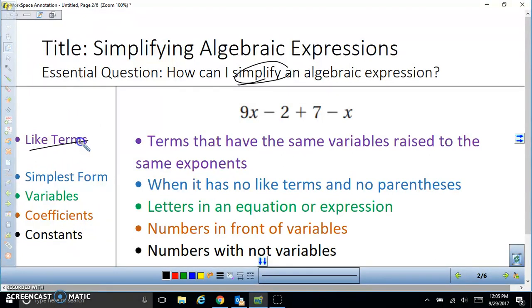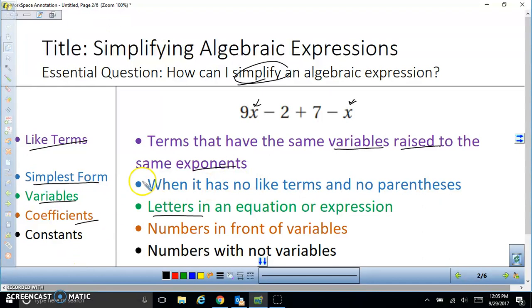The first one is like terms. Like terms are terms that have the same variable. A variable is letters. So all of these x's are the same variable because they're also raised to the same exponent. They're like terms. They have the same variable raised to the same exponent. We also have simplest form. It's when there are no more like terms and no parentheses.